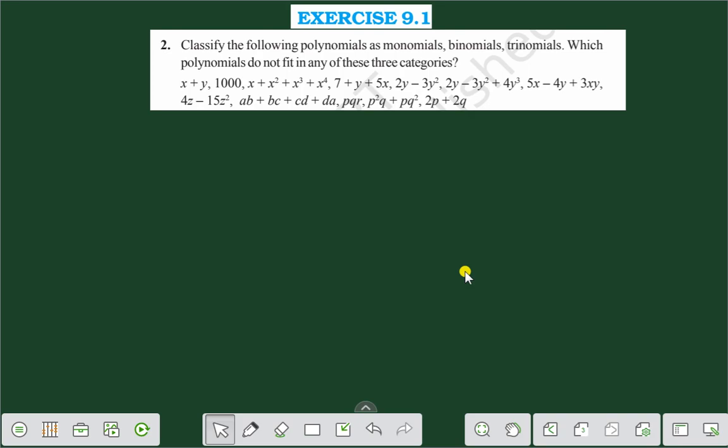Hello everyone. Today I shall discuss exercise 9.1 question number 2. Classify the following polynomials as monomials, binomials, trinomials. Which polynomials do not fit in any of these three categories? Let us find the first one.